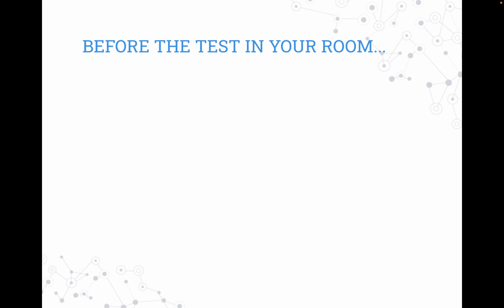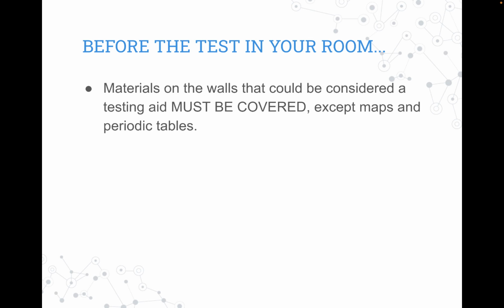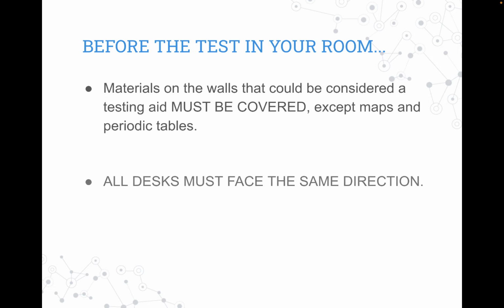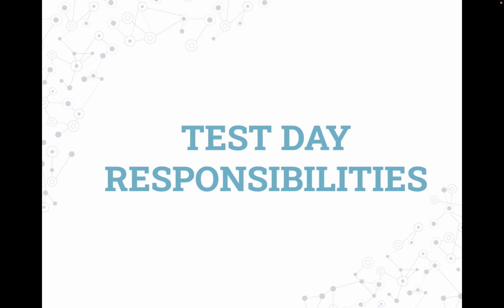Prior to testing, if your room is being used, make sure that you've got everything covered on the walls. You may have some testing aids there. Also make sure that your desks are facing the same way. Many of our classrooms have setups where desks are in squares, they're in groups. You may have two sections that are facing each other. You may have your room divided in three sections. For the test, all of the students do need to face the same way, and it is much faster on test day if that is done before the test. And then, if possible, there should be a clock in the room.